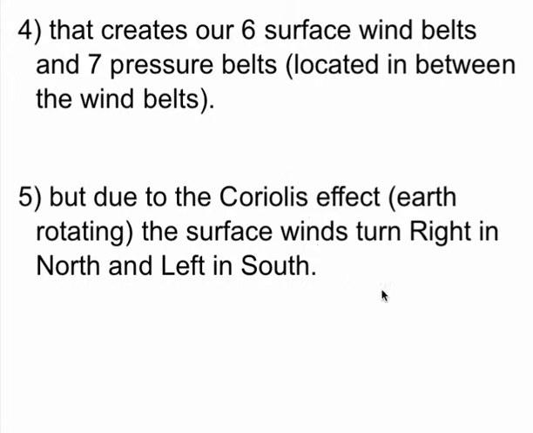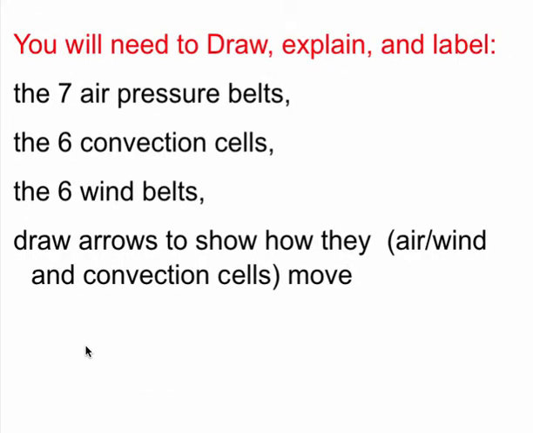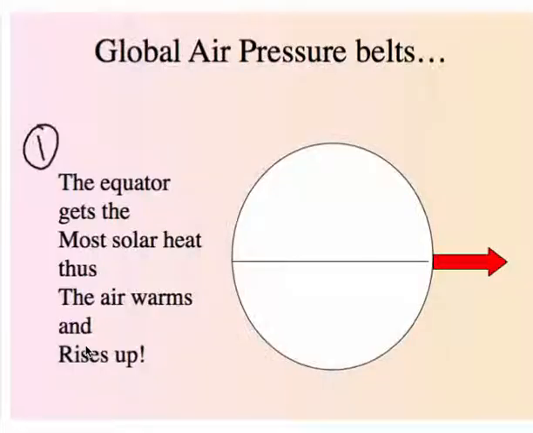But, due to the Coriolis effect, which you learned about, the surface winds in the northern hemisphere seem to turn to the right, and to the left in the southern hemisphere, which affects our surface winds. So what will you need to do? Be able to draw, label, and explain all of this material and show it with arrows on paper. It's the best. Cause, effect, effect, effect, effect.